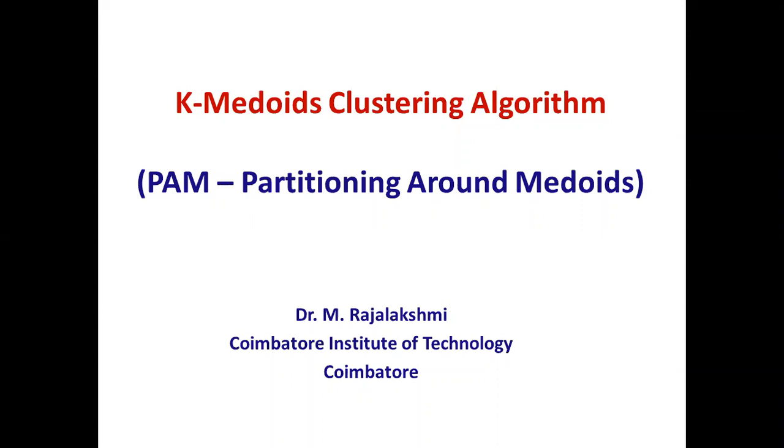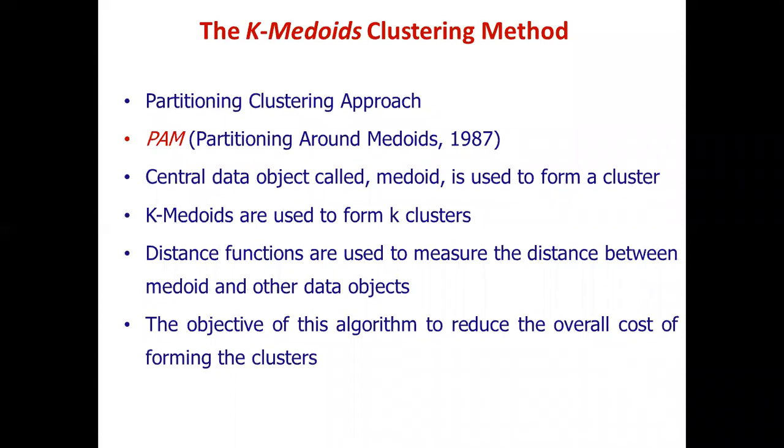In this video, we will discuss the K-medoid clustering algorithm for making clusters. This algorithm comes under the partitioning clustering approach. The other name for this algorithm is the PAM algorithm, that is, Partitioning Around Medoids algorithm, and it was proposed in the year 1987. In this algorithm, a central data object called a medoid is used to form the cluster instead of the mean value as used in the k-means algorithm. Here we need k number of medoids to form k clusters. The objective of this algorithm is to improve the quality of the clusters.